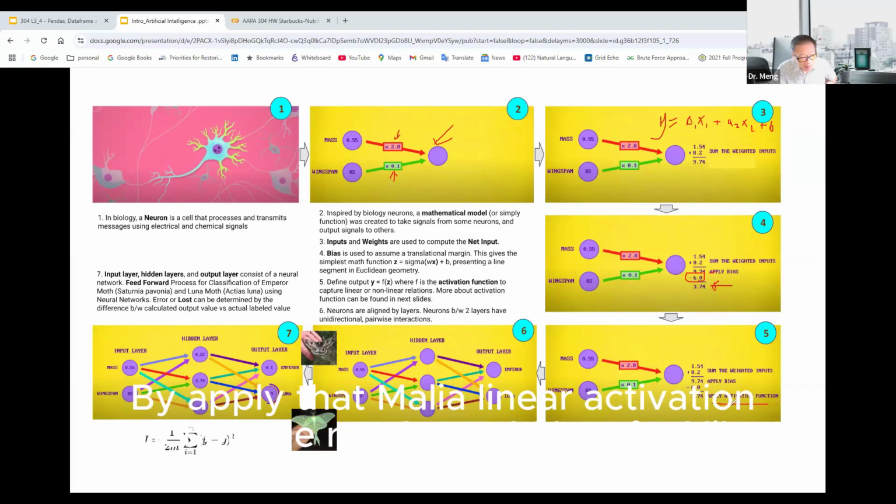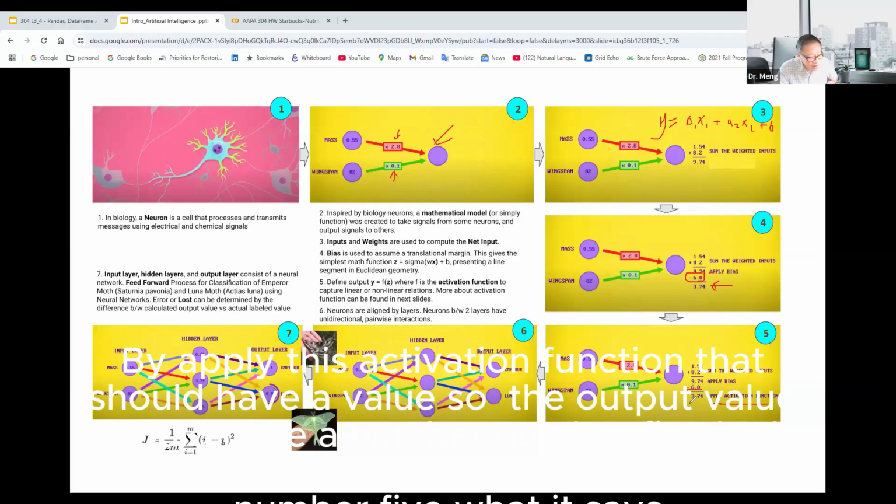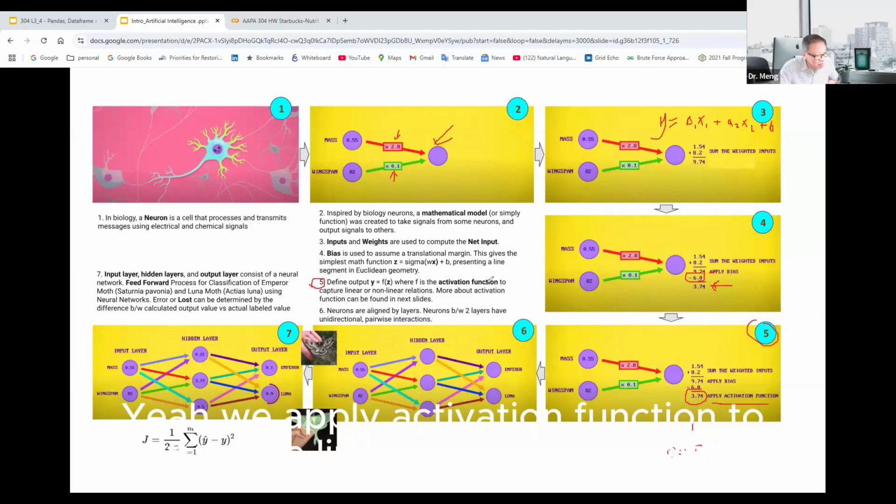By applying that nonlinear activation function, the result would be, I feel like I still need a couple of things. By applying this activation function, the output value should have a number. Number 5. Look at here. This is number 5, right? What it says is we apply activation function to capture the linear or nonlinear relations. More about it can be found in the next one. So we do this kind of thing.